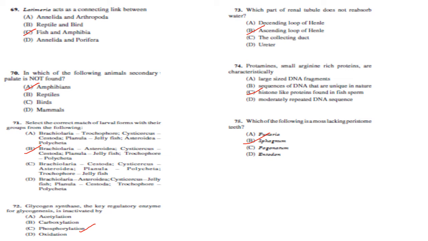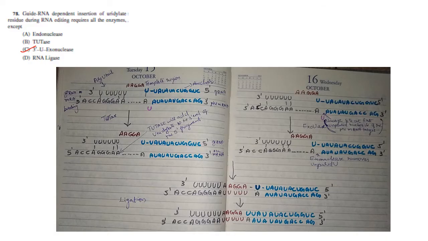Then next one, which part of the renal tubule does not reabsorb water? It is the ascending loop of Henle. Answer is option B. Then protamines, small arginine rich proteins, are characteristically... So they are histone-like proteins found in fish sperm. Answer is option C. Then which of the following mosses lack peristome teeth? So it is Sphagnum that is lacking peristome teeth. Answer is option B.